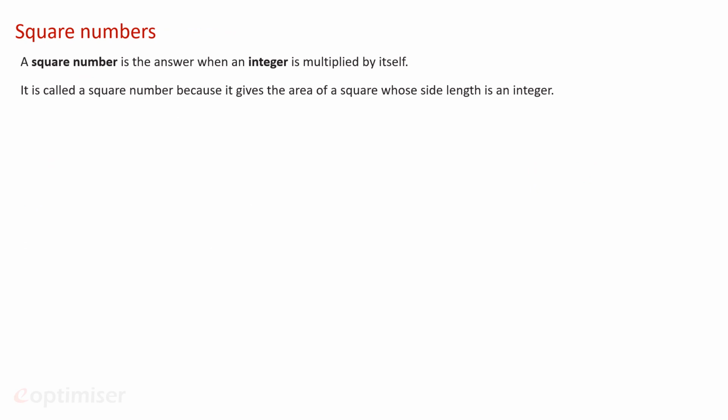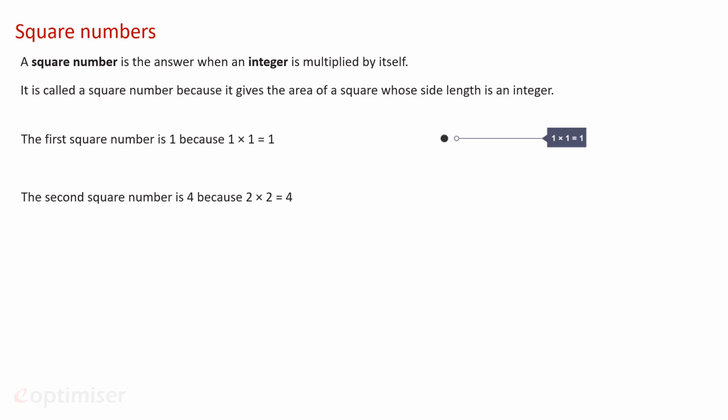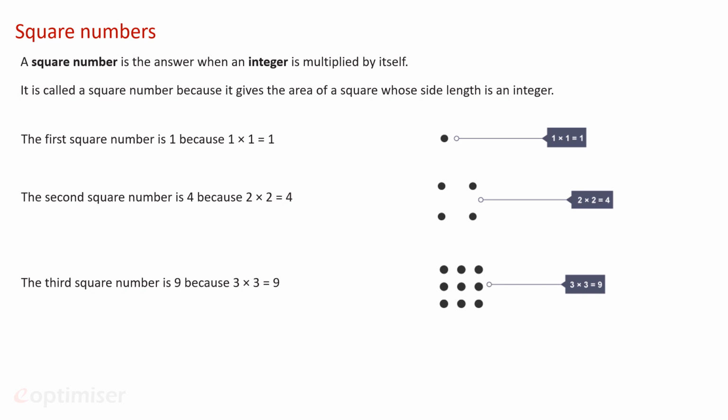So what is a square number? A square number is a number multiplied by itself. For example, 1 multiplied by 1 gives 1. So 1 is a square number. 2 multiplied by 2 gives 4. Therefore 4 is a square number. 3 multiplied by 3 gives 9. So 9 is a square number.